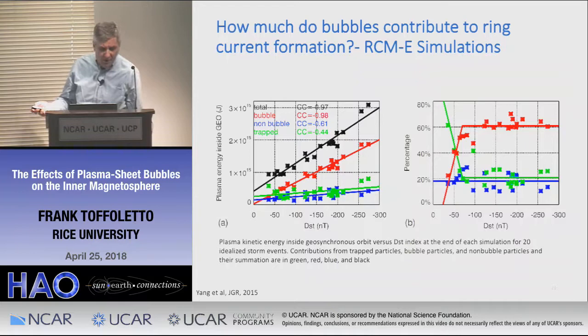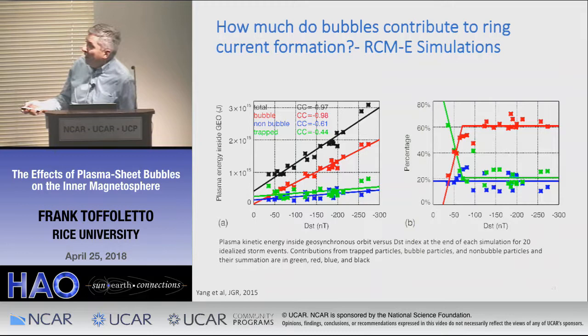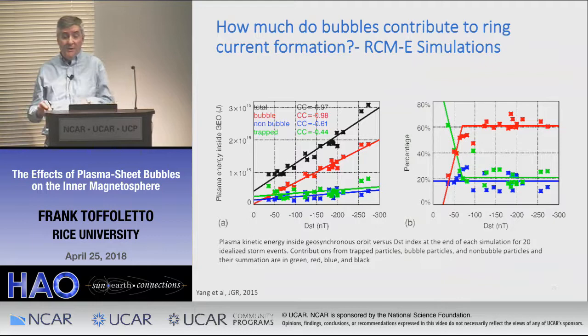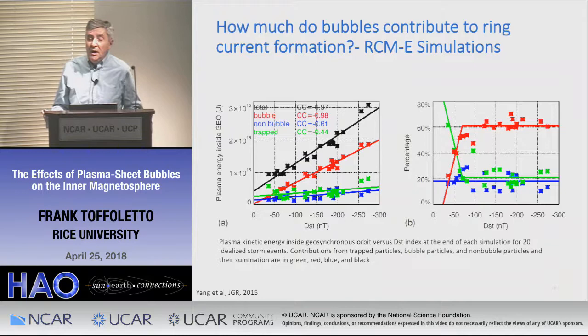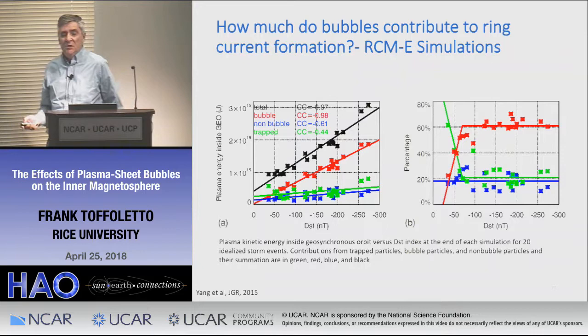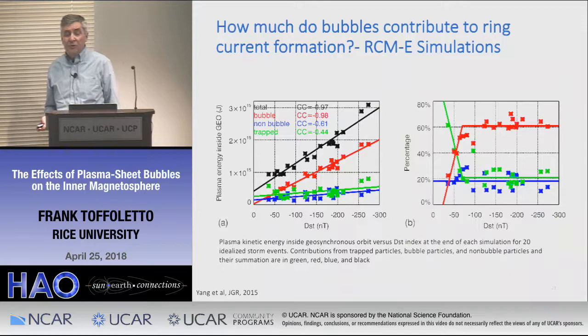The black line here shows the total energy. The red line shows the amount of plasma, the fraction of the ring current, that was brought in by bubbles. The green and blue curves were either pre-existing plasma that was already there in the inner magnetosphere, or plasma that came into the inner magnetosphere across a non-bubble boundary. The conclusion was that at least 60%, depending on the strength of the storm, of the ring current comes in as some kind of bubble manifestation, even though they're low content flux tubes. Same thing also goes for the density. A significant fraction of the ring current comes in from these bubbles. So it's an important effect in terms of what's going on.